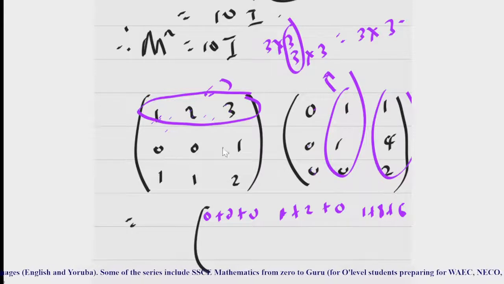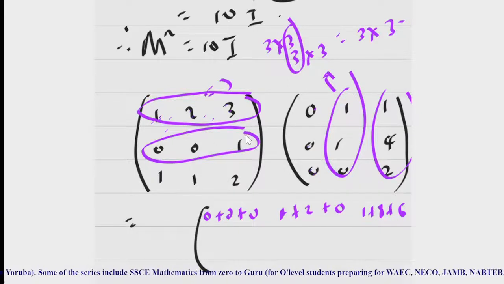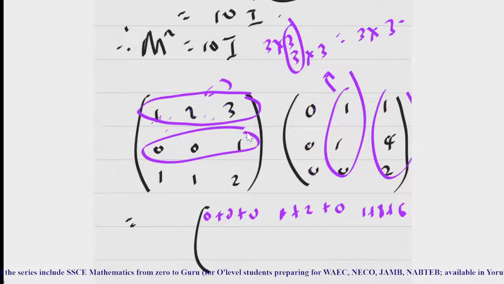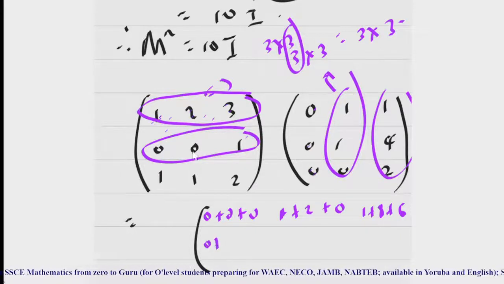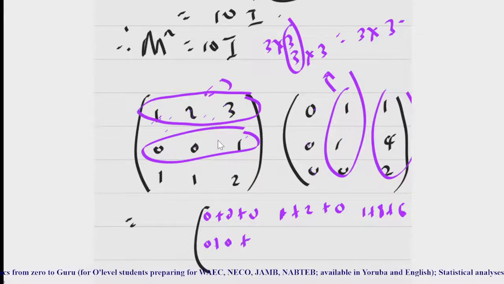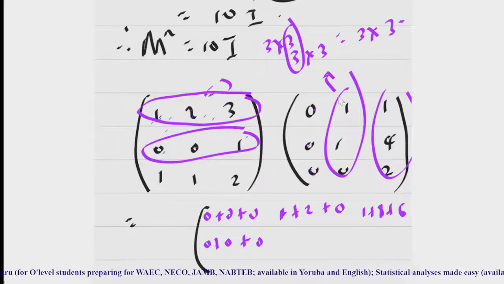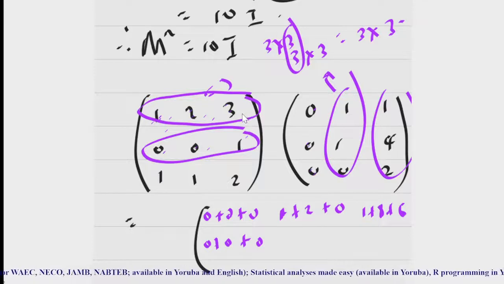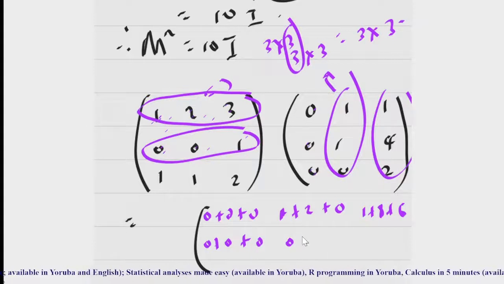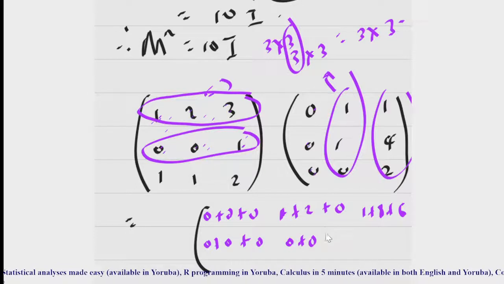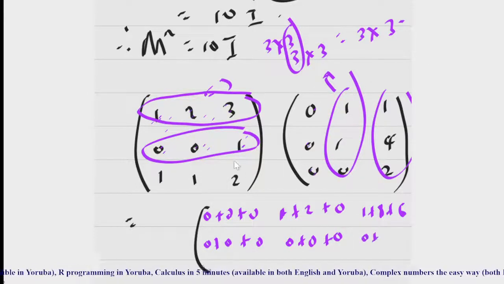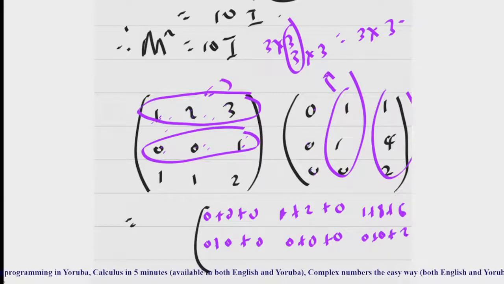I hope you understand. And then you move to the second row. You take the second row and multiply by each of these columns. That will be 0 plus 0 plus 0. The same row with the second column, first with first, second with second, plus third with third: 0 plus 0 times 1, 0, plus 0 times 1, 0. You have to be careful so that you don't make a mistake. And the third one, 0 times 1, 0, plus 0 times 4, 0, plus 2.